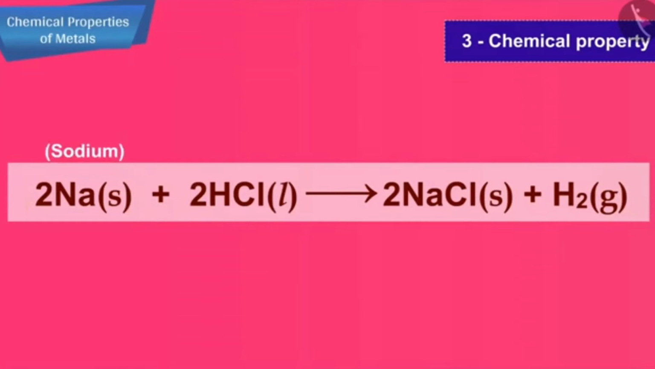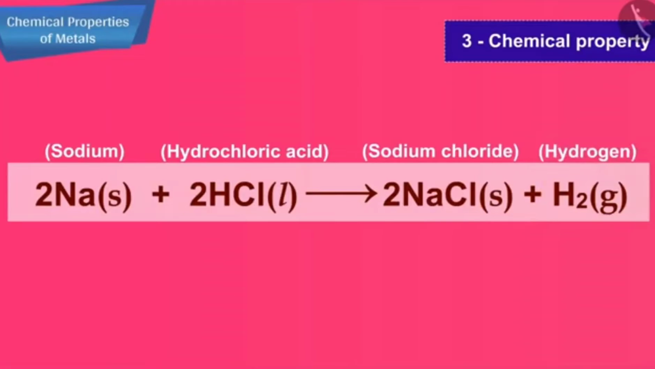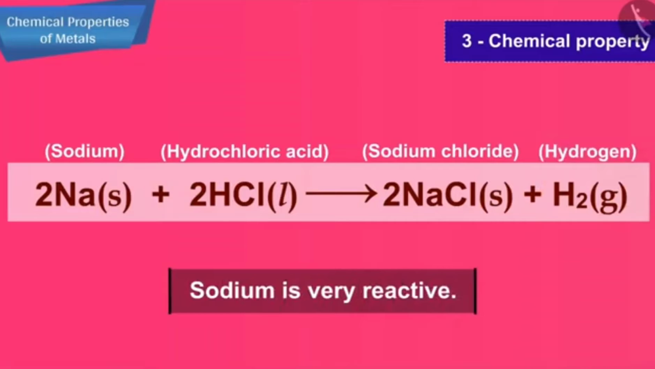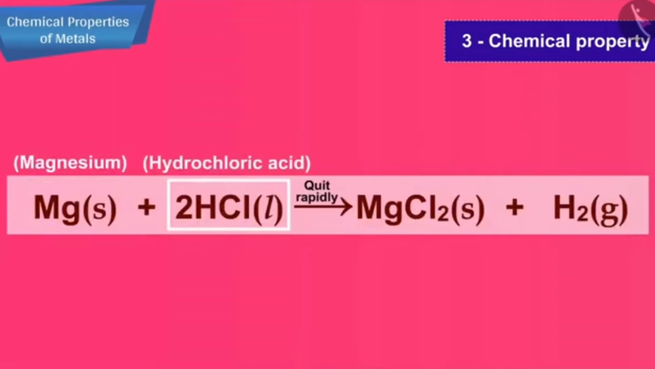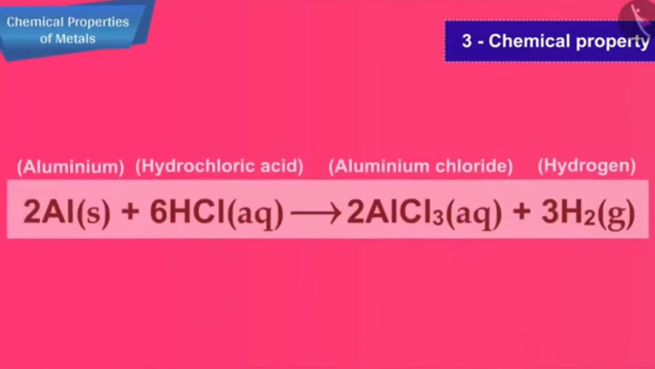Sodium metal reacts violently with dilute hydrochloric acid to form sodium chloride and hydrogen. This reaction shows that sodium is very reactive. Magnesium also reacts quite rapidly with dilute hydrochloric acid, forming magnesium chloride and hydrogen gas.